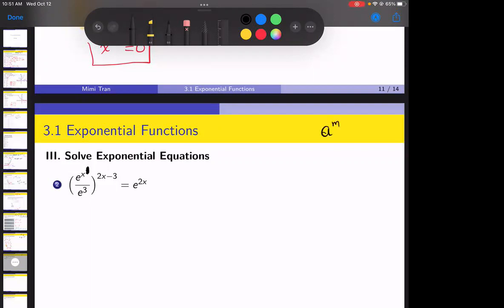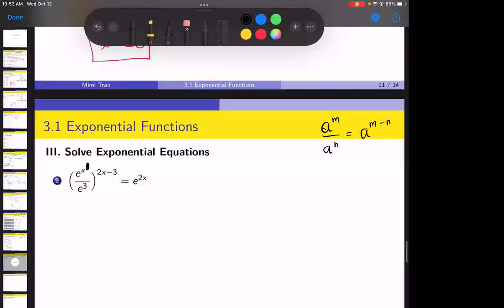A to the m divided by a to the n. What do I do? You divide, subtract, right? Quotient means go with subtraction. So m minus n. If you have the base on the top and the base on the bottom is the same, you're allowed to subtract the powers. If it multiply, what do you do?